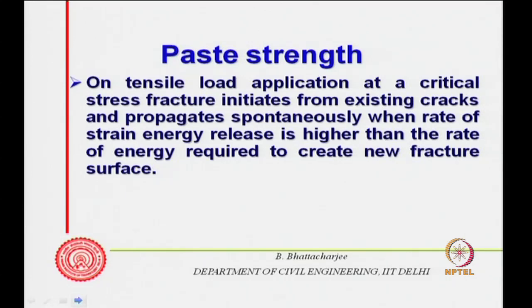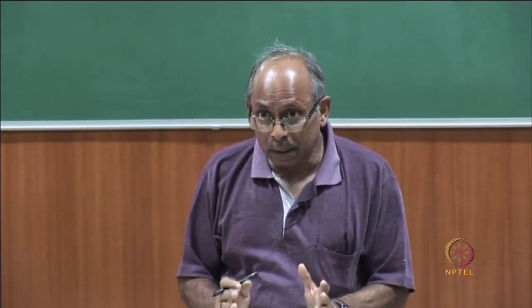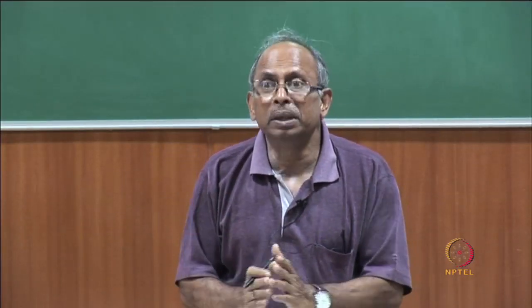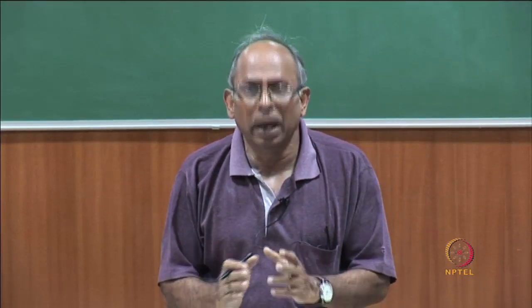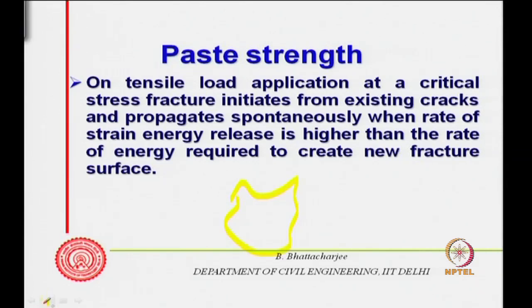On tensile load application at a critical state, fracture initiates from existing cracks or flaws and propagates spontaneously when the rate of strain energy release is higher than the rate of energy required to create a new fracture surface. Okay, what is failure or what is fracture? Failure means the material is getting separated under tensile load, let us say. So, if we have some material and I am applying pull from this side, somewhere the material gets separated.